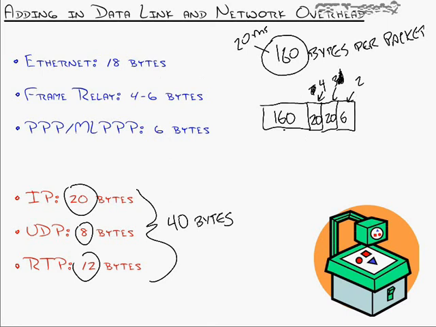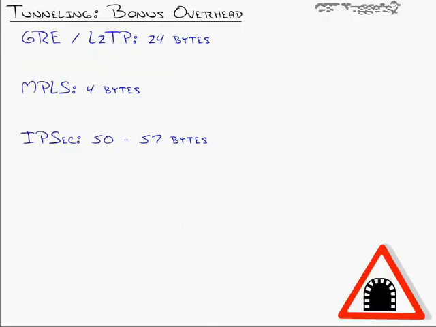So let's total those up. 160 plus 40, we've got 200, so that's 206 bytes of data per frame. This is the data per frame we've totaled up so far for G.711 going across a PPP WAN link.